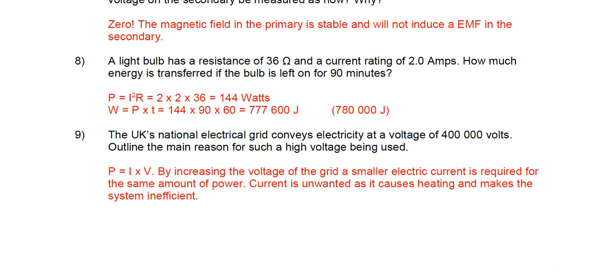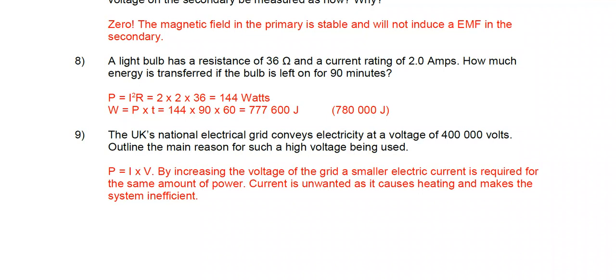Okay, 8. A light bulb has a resistance of 36 ohms and a current rating of 2 amps. How much energy is transferred if the bulb is left on for 90 minutes? So we're going to use the equation P equals I squared R. So I squared is 2 times 2, times the resistance of 36, and I get 144 watts.